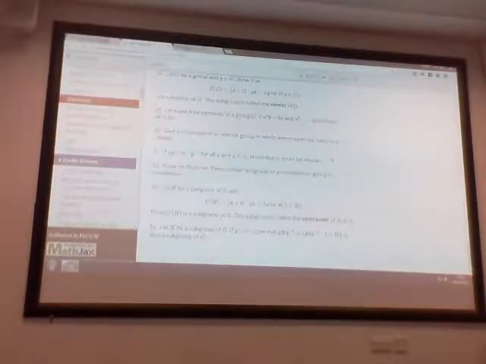Yeah. That addition table is a little bit obtuse because it's used just the symbols A through H.